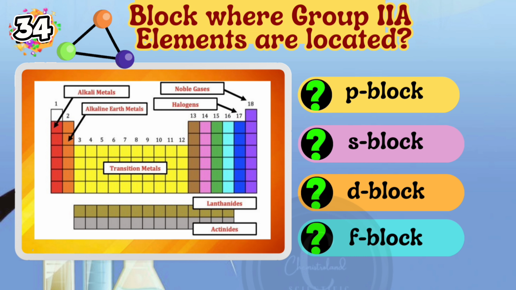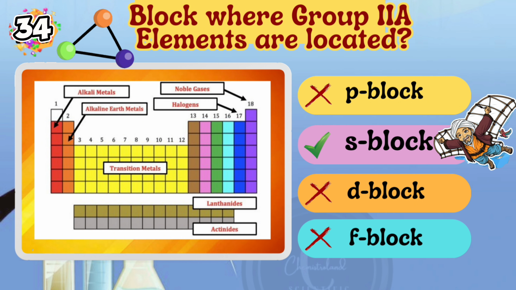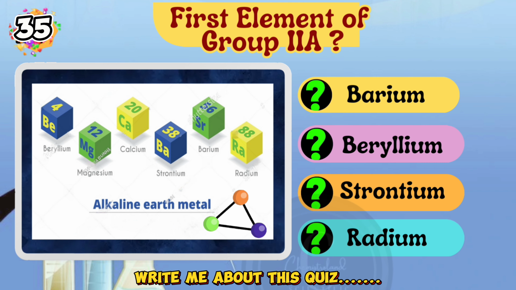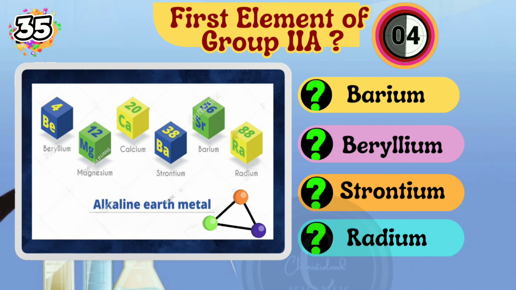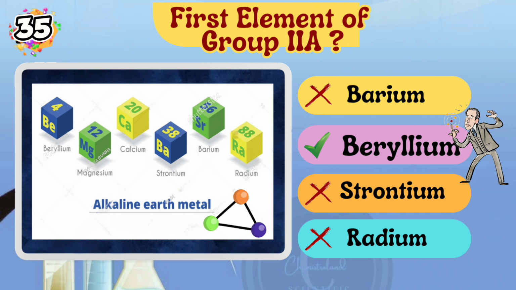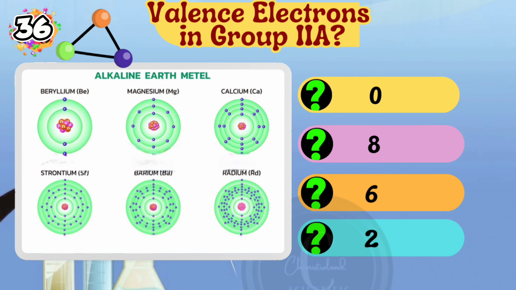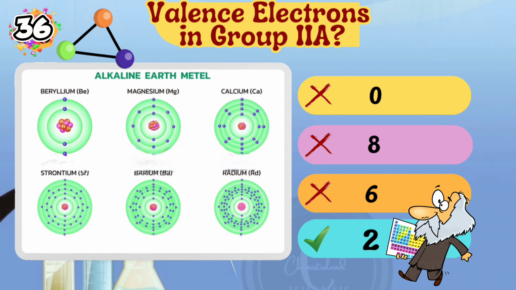Block where group 2 elements are located. Yes, group 2A resided in S block. Can you guess the first element of group 2A? Beryllium is the first element of group 2A. Number of valence electrons in group 2A are 2. They contain 2 valence electrons.